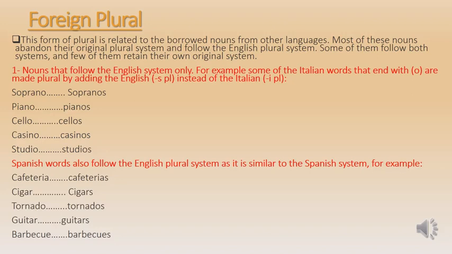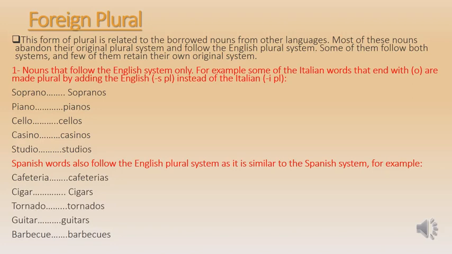Now, these nouns, how do we pluralize them? How do we make them plural? There are three ways. Most of these nouns abandon their original plural system. They abandon their native plural system and they follow the English plural system by adding S plural only. Some of them follow both systems, the native plural system, the original plural system, in addition to the English plural system. And few of them retain their own original system. They do not follow the English plural system.